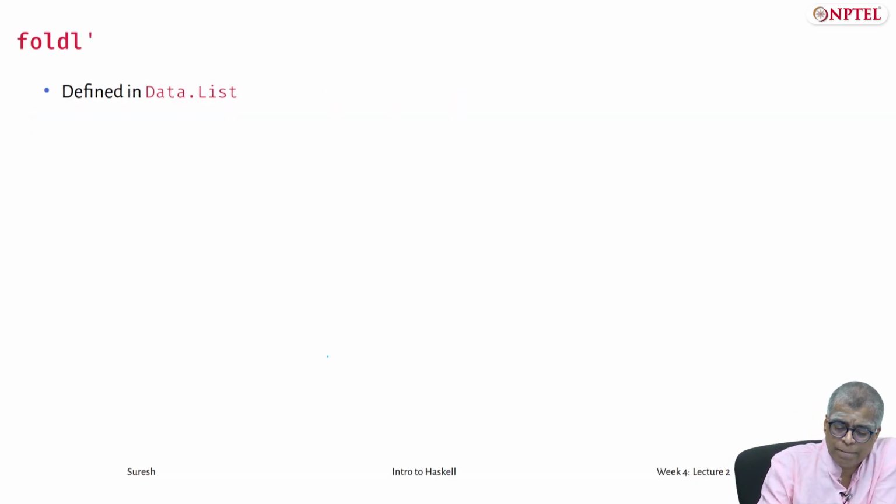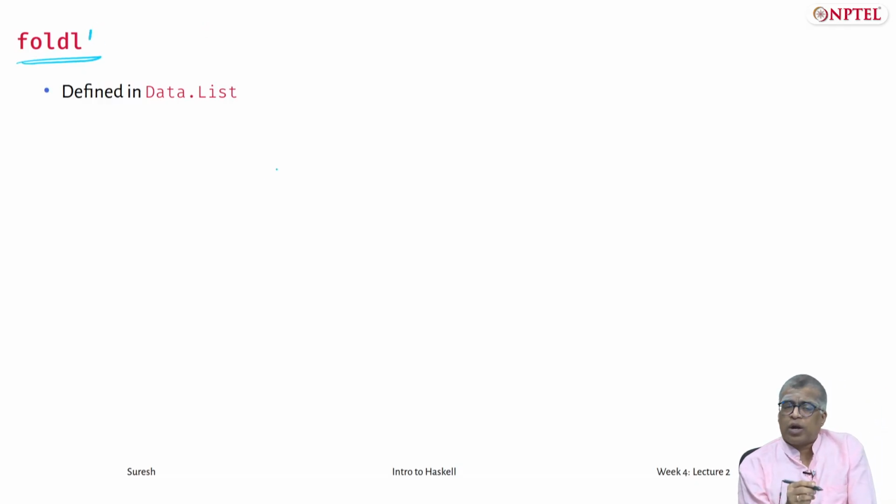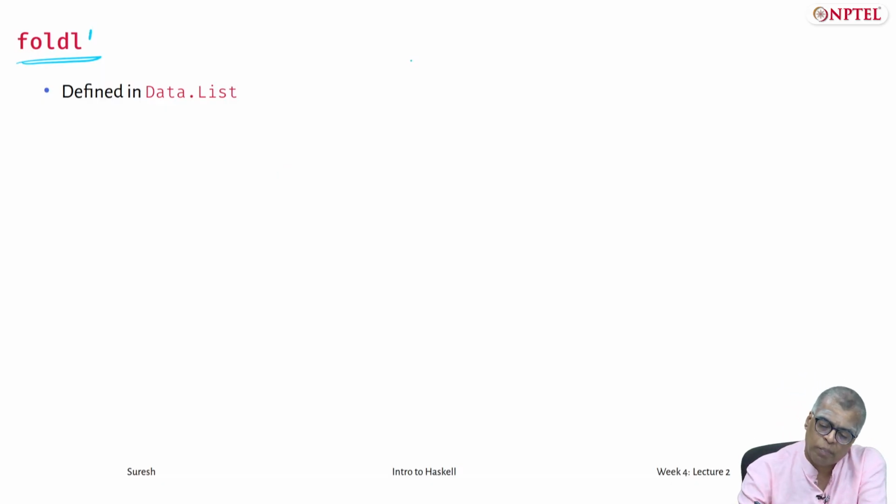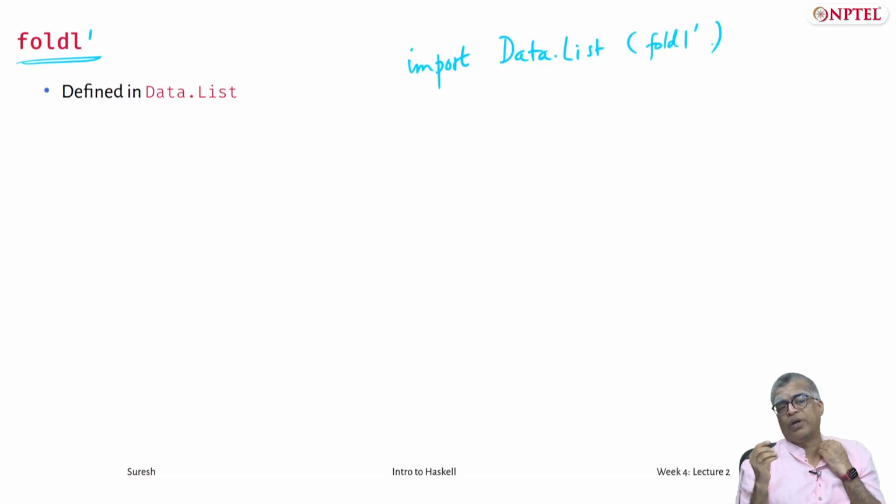Since we are talking about folds, one needs to talk about an important variant of foldl, which is called foldl prime. Notice the prime here, foldl'. This is not automatically defined in the standard prelude, but you can say import Data.List at the very top line of your code, and within parentheses you can say foldl'. That will import this and you can use it.